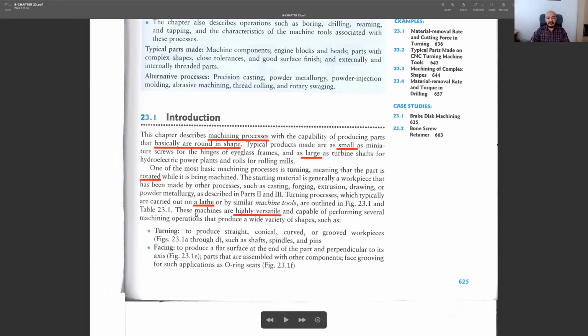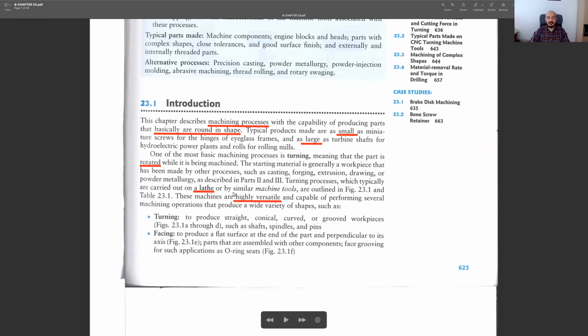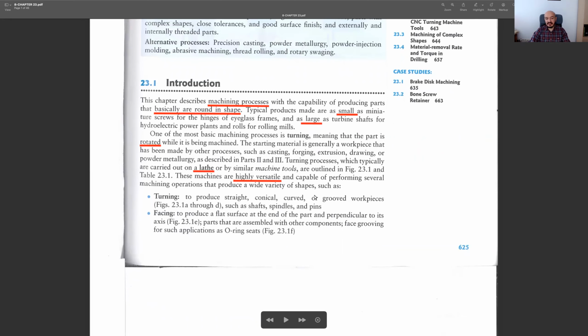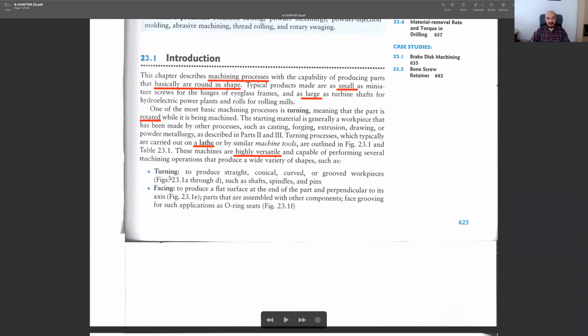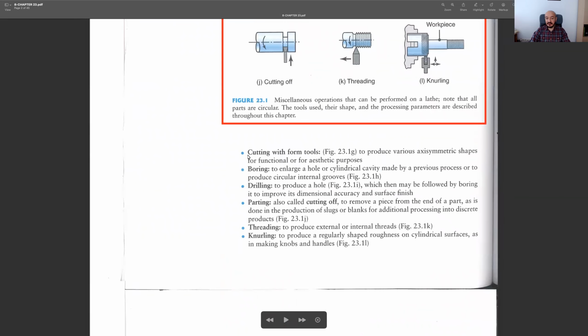The type of machines we use for turning operations are called lathes, and they are one of the first types of machines we used in history. They are highly versatile, which means that you can do many operations on these machines, and these are some examples. For instance, we can do turning, facing, and I will talk about these in a moment. We can do cutting with our special form tools. We can do boring, drilling. We will discuss these in the upcoming sections.